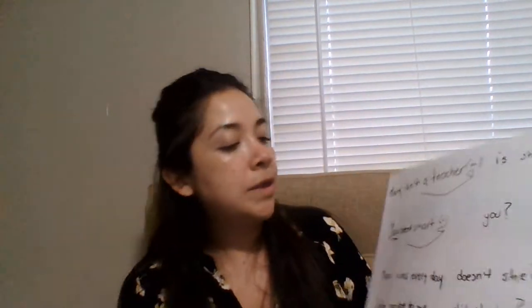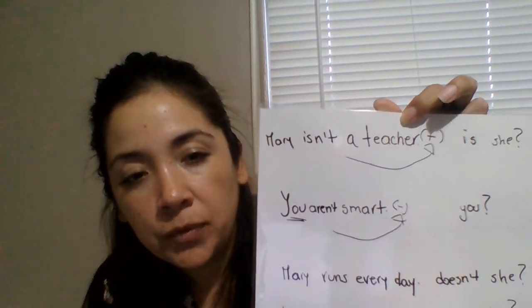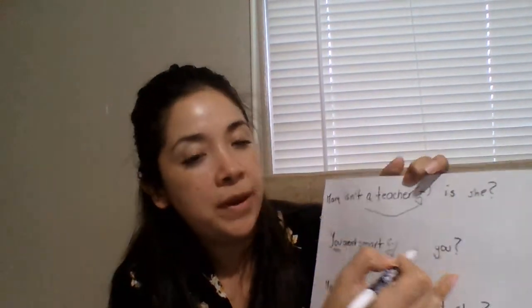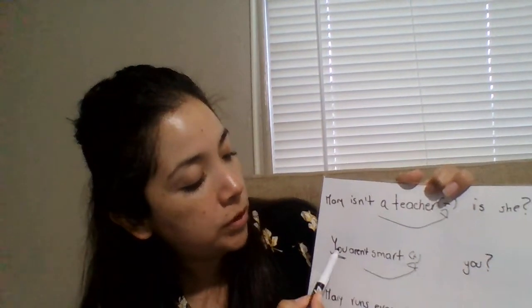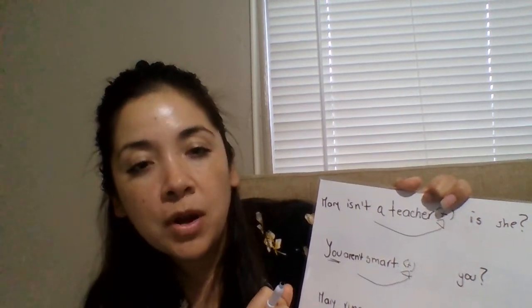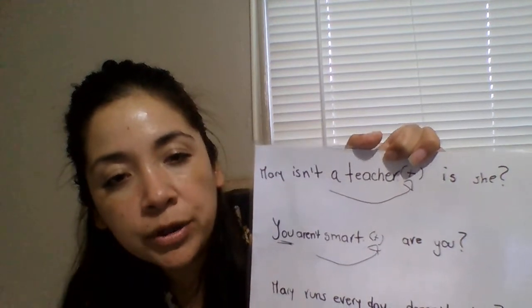Okay, it will be the same with the next one. You are smart. Let's make it negative. So now I say, you aren't smart, or you are not smart. If this is negative, I have to pass to positive. What is the positive of are not or aren't? Are. You are not smart, are you?